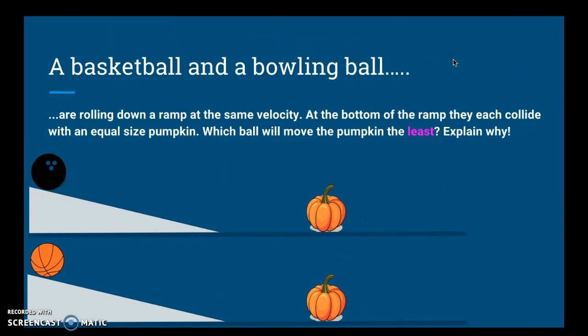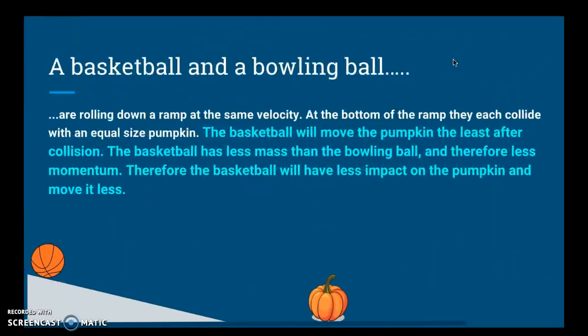A basketball and a bowling ball are rolling down a ramp at the same velocity. At the bottom of the ramp, they each collide with an equal size pumpkin. Which ball will move the pumpkin the least, and explain why? The basketball will move the pumpkin the least after it has collided with the pumpkin. The basketball has less mass than the bowling ball and therefore less momentum, because the basketball has less of an impact on the pumpkin and will therefore move it a shorter distance.